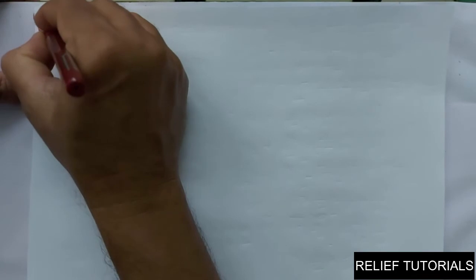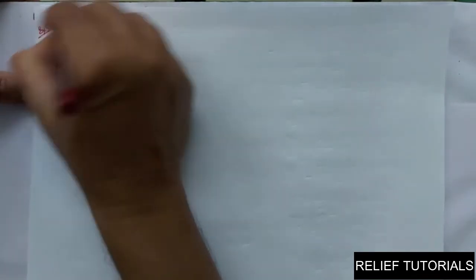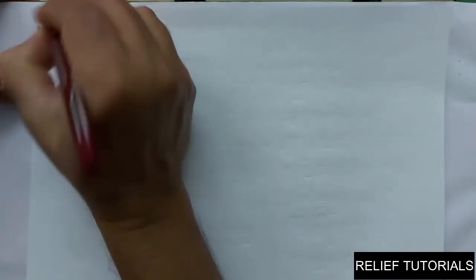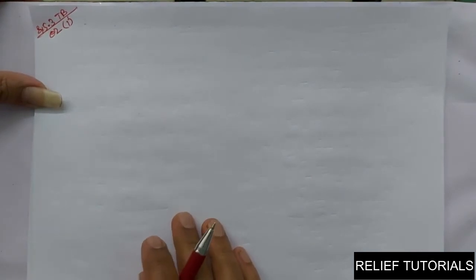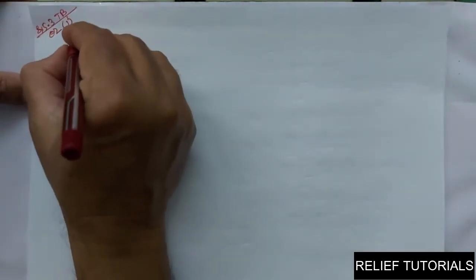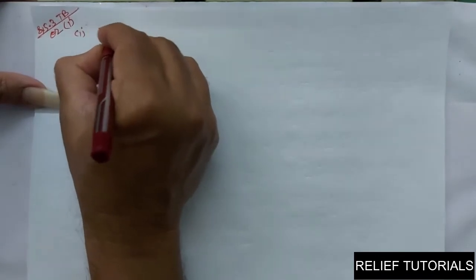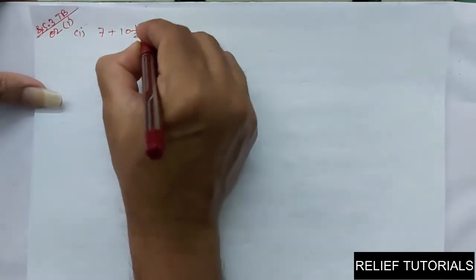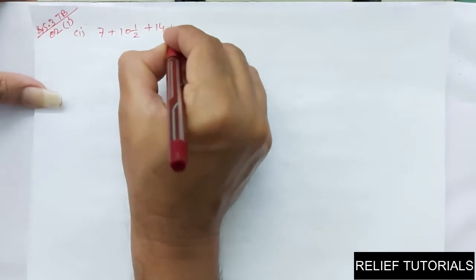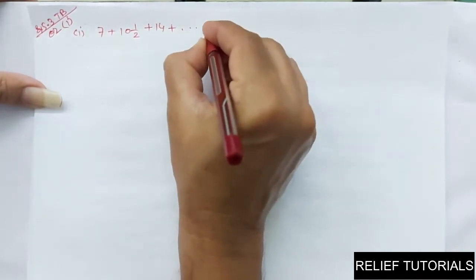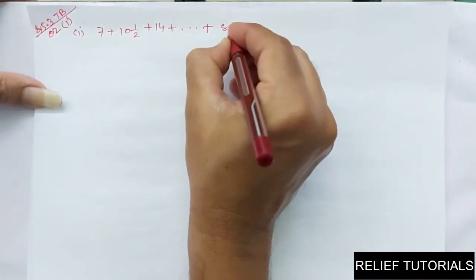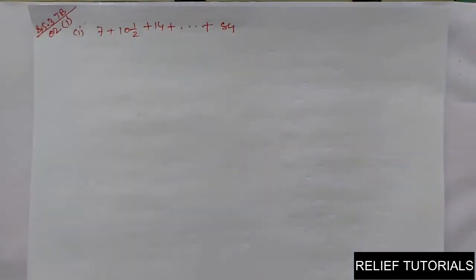So we have done the first problem of exercise 5.3. Now exercise 5.3, textbook only, question number 2, part 1. See, find the sum of the given series, first one: 7 plus 10 and a half plus 14 plus dash dash dash plus 84. Now you want to find the sum.